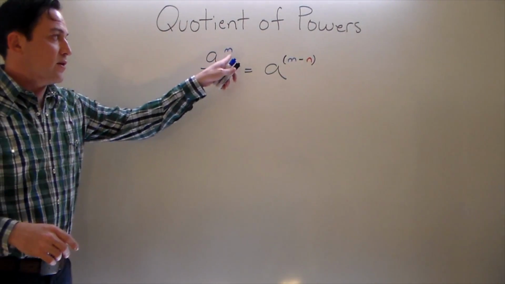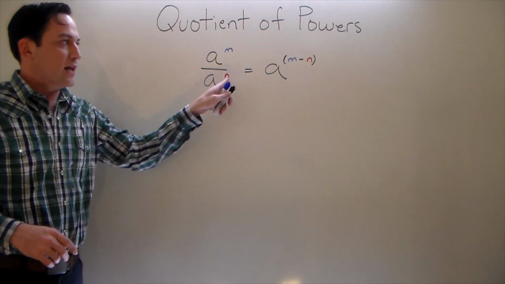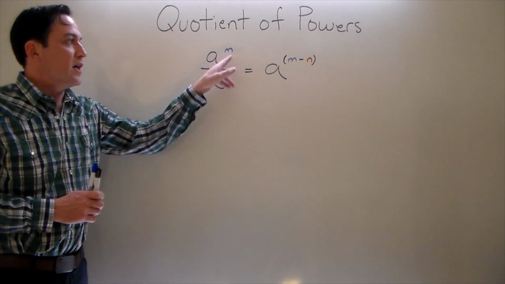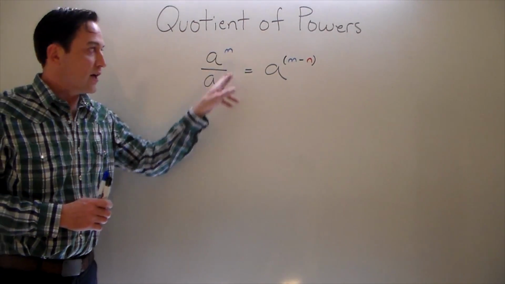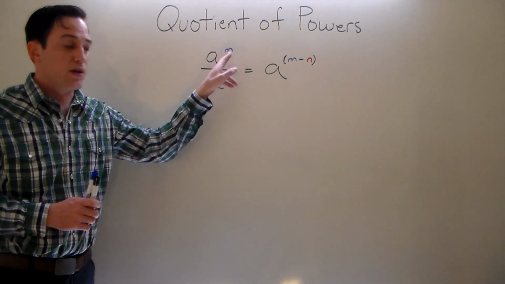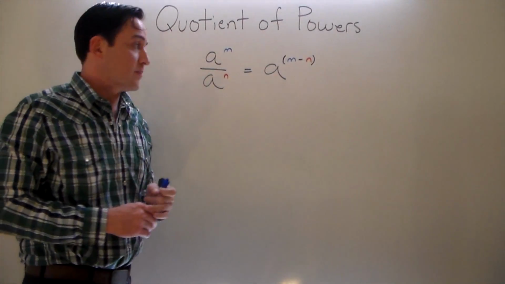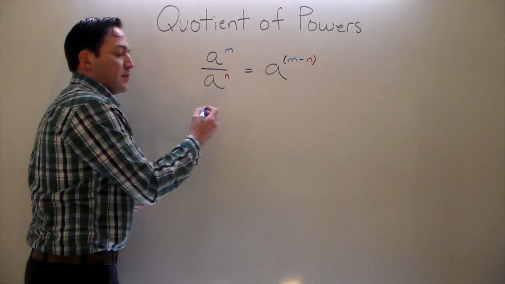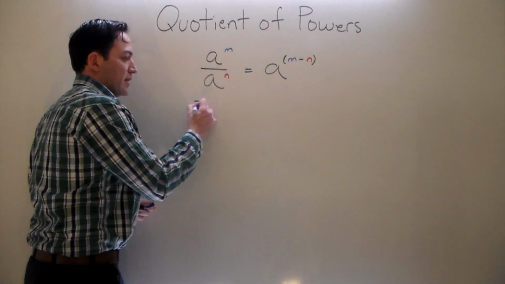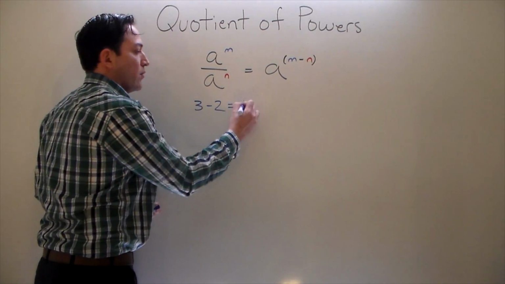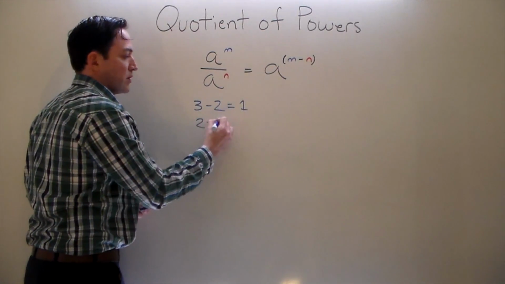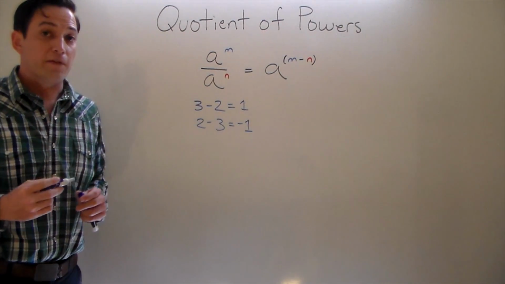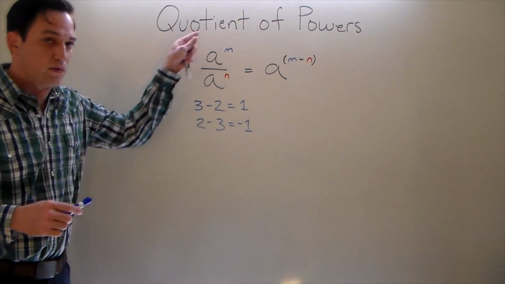It's important that we notice the difference that there's an m and an n. For this rule, the order of subtraction matters here. It has to be the numerator's exponent minus the denominator's exponent. It would make a difference because in subtraction the order does matter. If I said 3 minus 2, I'm going to get a 1. But if I had 2 minus 3, I'm going to get a negative 1. So that's going to make a big difference if you do the subtraction in the wrong order.